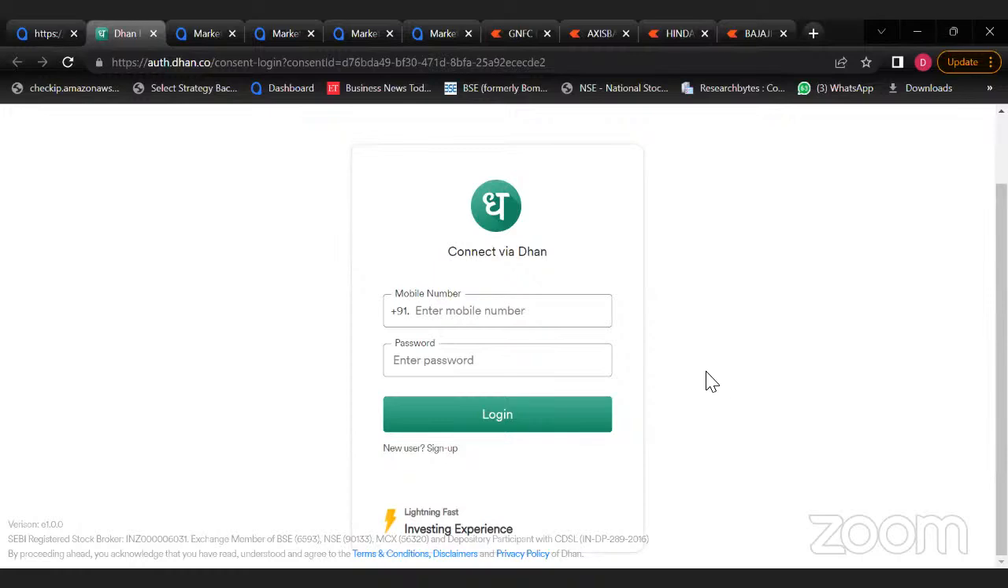You don't need any API keys or secret keys. You don't need to buy anything. You just need to simply log in with your broking credentials. That's it, nothing else.